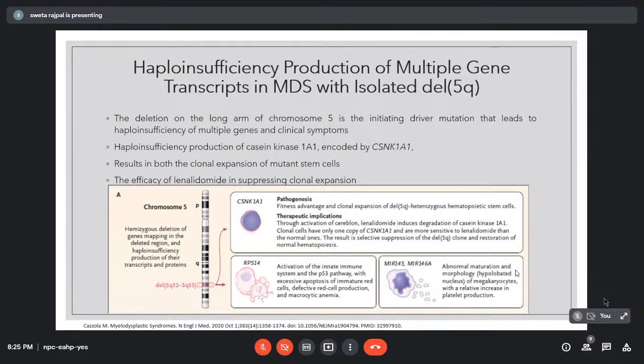Apart from these things, ribosome biogenesis pathogenesis is also involved in this type of disease. Whenever there is haploinsufficiency, 5q deletion will lead to activation of the innate immune system and the p53 pathway, leading to defective red cell production and macrocytic anemia.